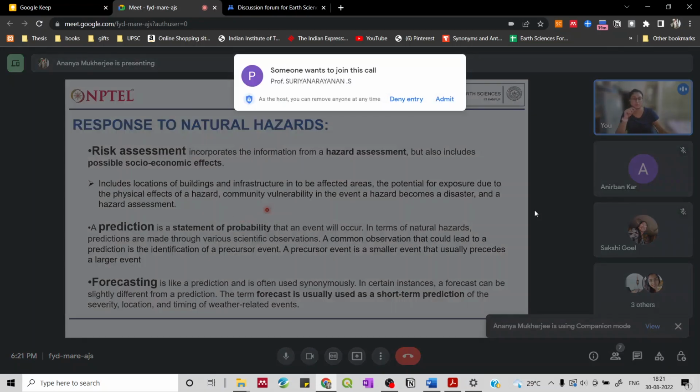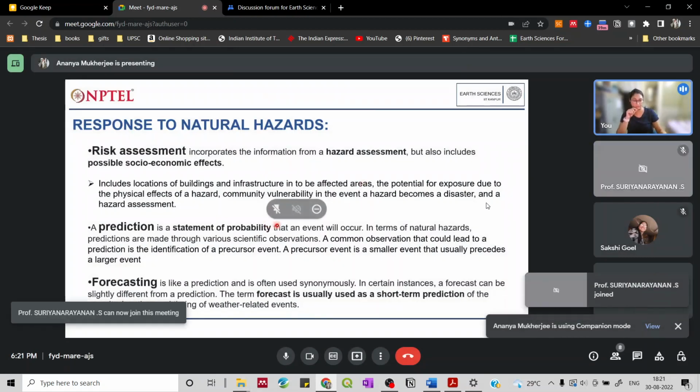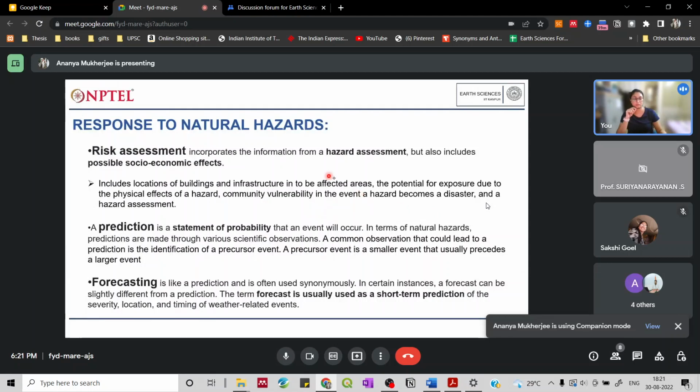Then the potential for exposure due to physical effects of the hazard, and how vulnerable the community over there is to such disasters, and then the possibility of the event turning from a hazard to a disaster. So along with the risk that is associated with a disaster, and the hazard assessment, together it is done in terms of risk assessment.